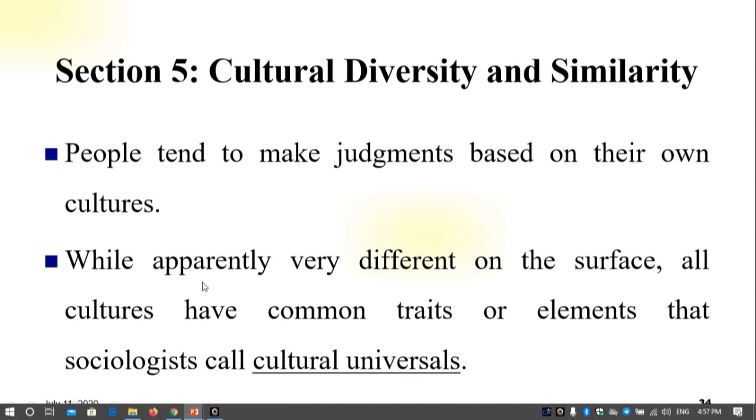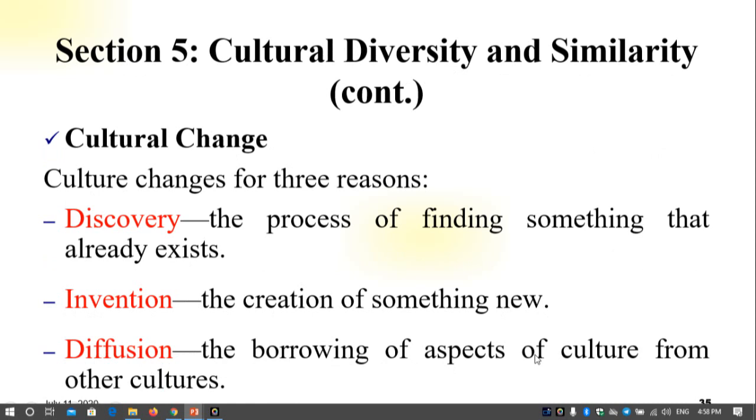But here, the word apparently means as far as one knows or can see. Very different, very fast. Trait or element means characteristic. A sociologist is someone who studies sociology. One more slide.